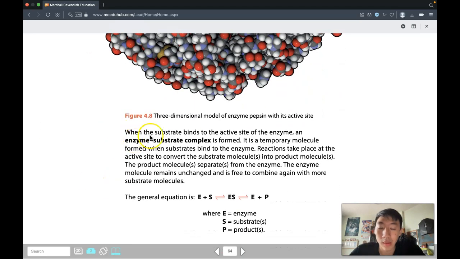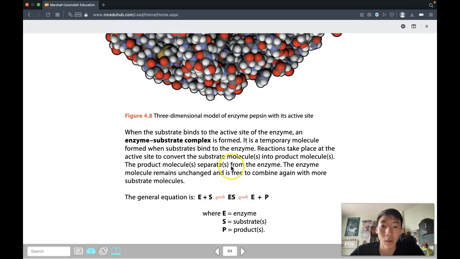So when the substrate binds to the active site of the enzyme, an enzyme substrate complex is formed. This is a temporary molecule that forms when substrates bind to the enzyme. Reactions take place at the active site to convert the substrate molecule into product molecules. The product molecules separate from the enzyme, and the enzyme molecule remains unchanged and is free to combine again with more substrate molecules.